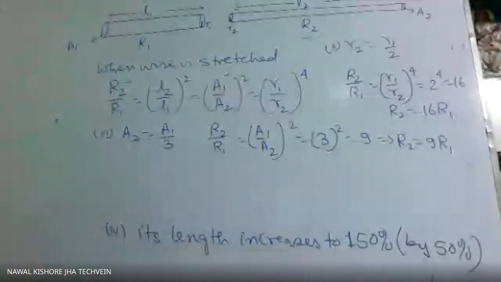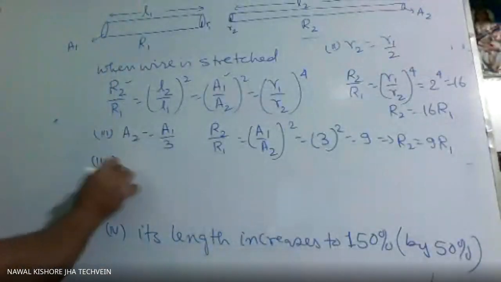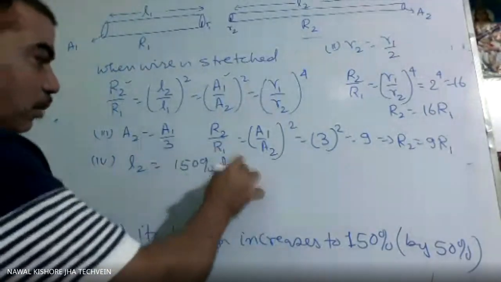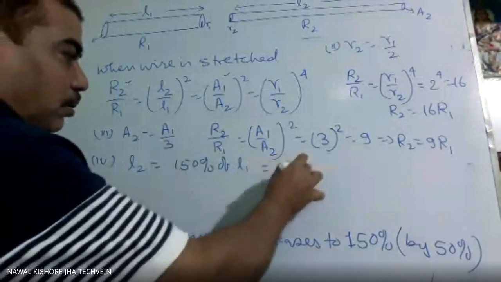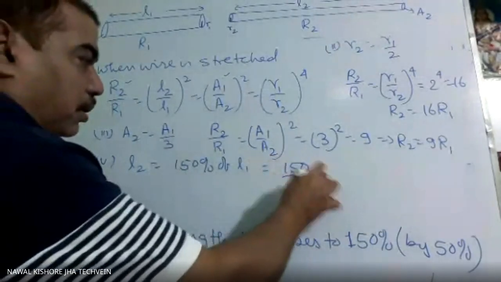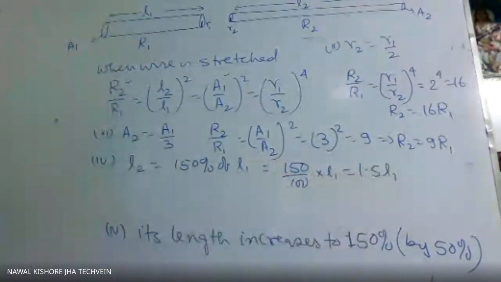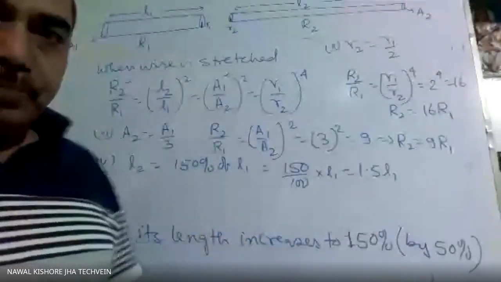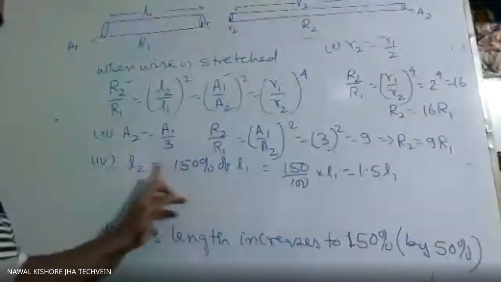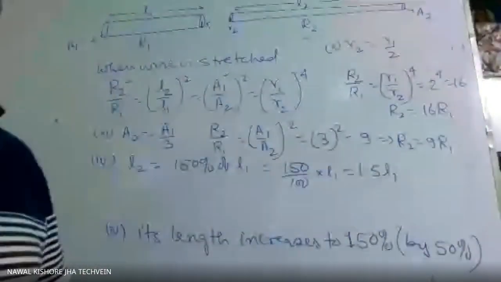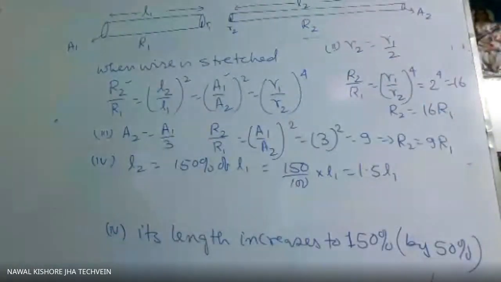So in this case, we are given, so this L2 is what? 150% of L1. What does it mean? 150 by 100 L1. So 1.5 L1. If it increases by 150%, then what will it be? L2 will be L1 plus 150% of L1. That is 250%, 2.5 times will become.